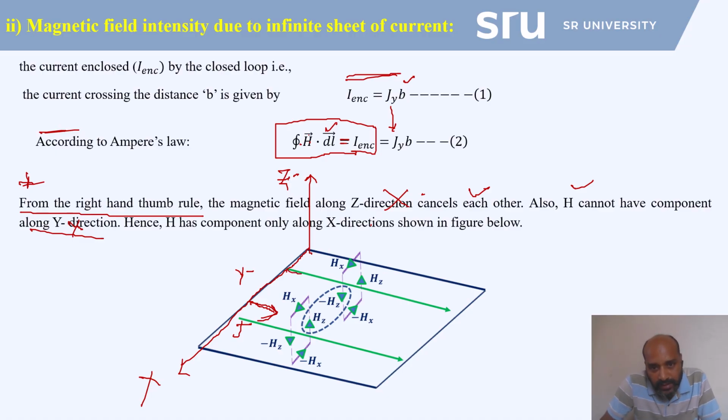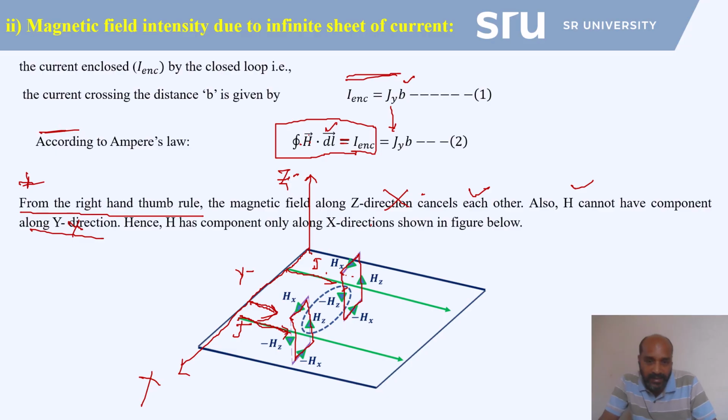So two such current paths. We consider two such current paths of j, and for this particular current path, this will be the closed loop. This will be the closed loop, because the magnetic field will always be perpendicular to the current direction, I mean, in a plane perpendicular to the current direction. Similarly, if this is the direction of current, this will be the closed loop.